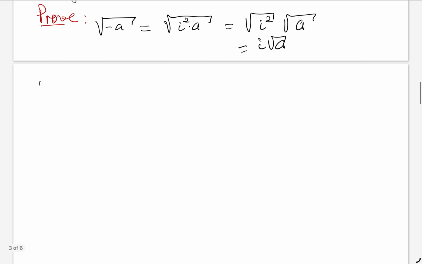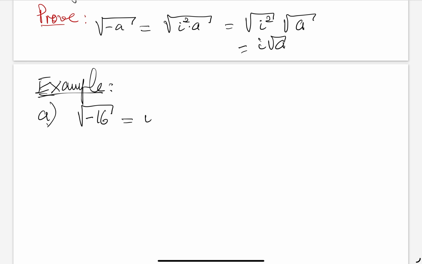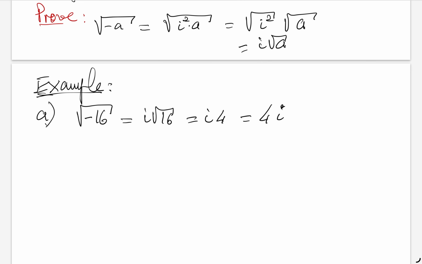Okay, let's do a couple of examples here. Example a: you have the square root of negative 16. So you will have i times the square root of 16, and 16 is a perfect square, so it's equal to i times 4. You can write it as 4i. Either way is good, but the last one is the best.